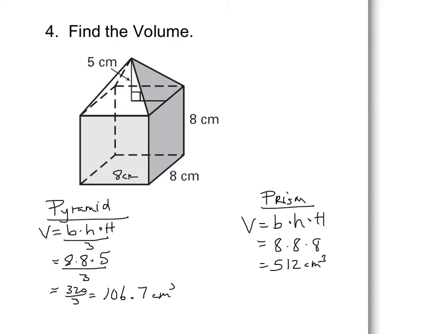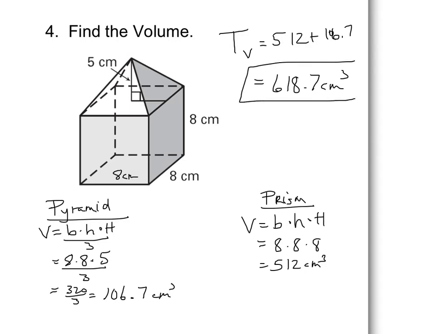Now, to find the total volume, I take the two numbers, 512, and add that to 106.7. So 106.7 plus 512 is going to give me a total volume of 618.7 centimeters cubed. That is your total volume.